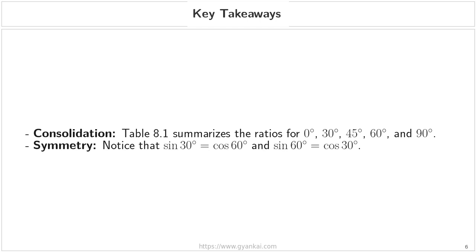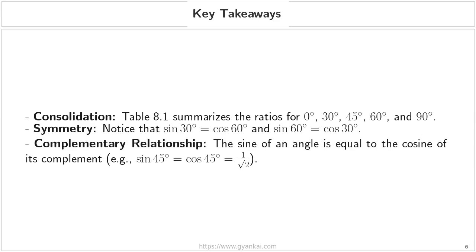Next, I want you to notice the beautiful symmetry present in these values. If you look closely at the table, you'll see that sine of 30 degrees is exactly equal to cosine of 60 degrees, and similarly, sine of 60 degrees equals cosine of 30 degrees. This leads us directly to the concept of the complementary relationship. In trigonometry, the sine of an angle is always equal to the cosine of its complement. A perfect example of this is 45 degrees, where sine of 45 degrees equals cosine of 45 degrees, which is 1 over the square root of 2.